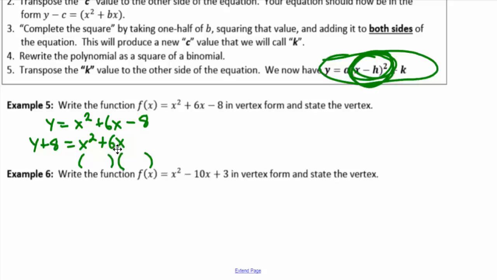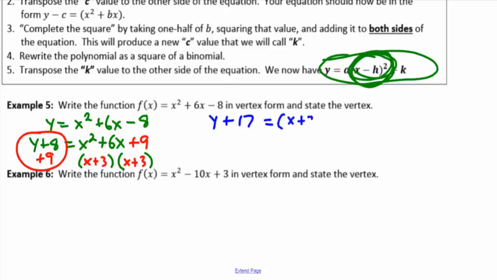All right, so half of 6 is 3. Square that and you get 9. We're going to add 9 to complete my square, but you can't just add it to this side. You have to add it to this side. So this is going to be x plus 3, x plus 3. That completes our square. See that? So now what do we have? We have y plus 17 equals x plus 3 squared. That's my square binomial.